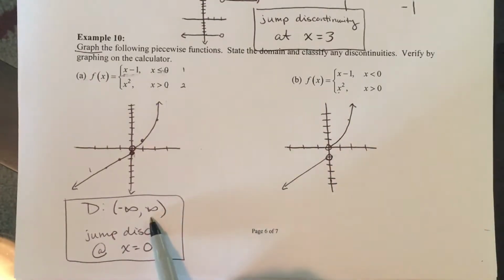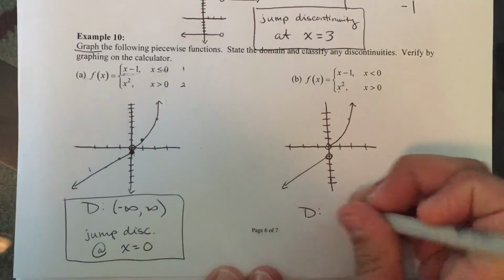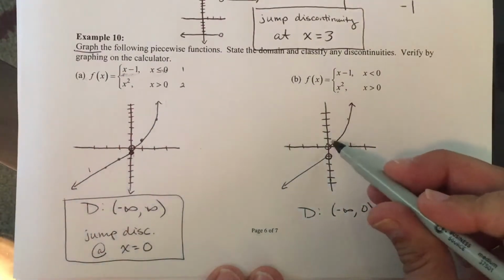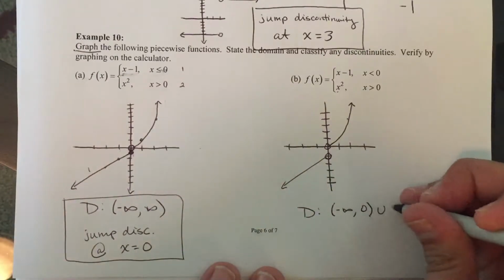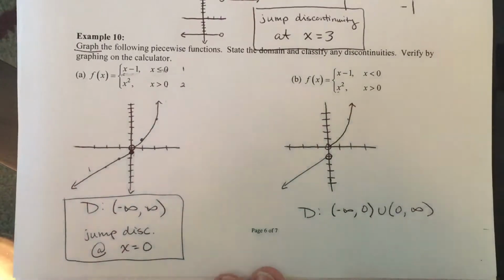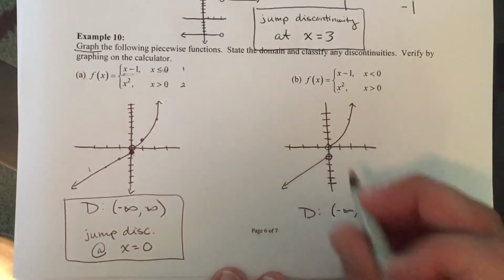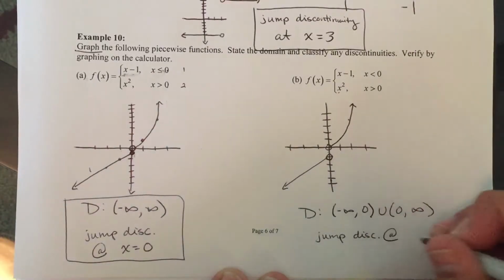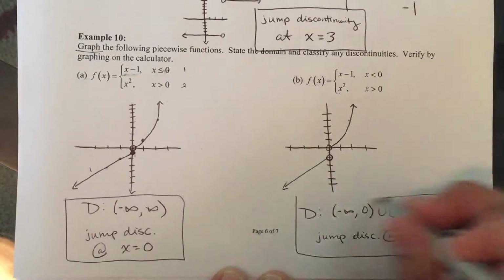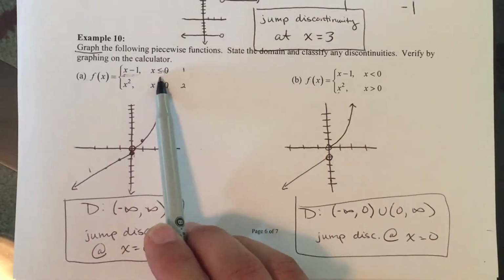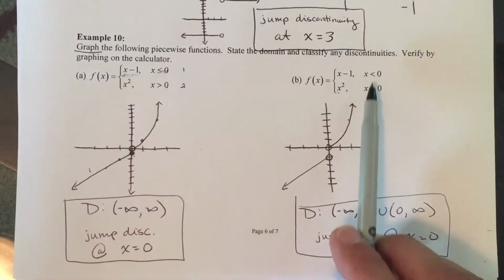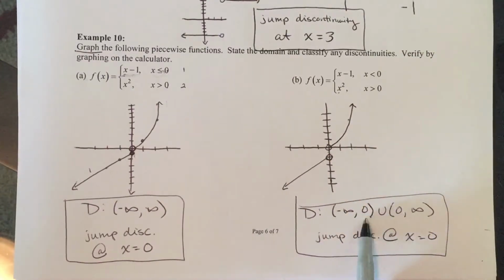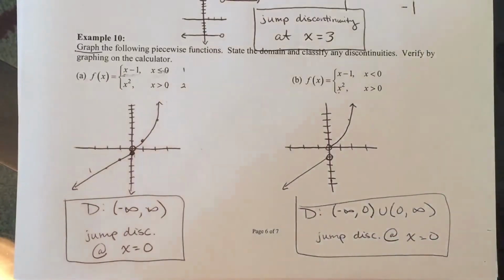So my domain is going to change. So the domain is now negative infinity to 0, which is not included because there's no actual point at 0, and 0 to infinity. There is still a jump discontinuity at x equals 0. So because we went from or equal to in this one and no or equal to in either of these, there is no point at 0, so this one the domain has to state that. This one was fine. Hopefully you see the difference there.